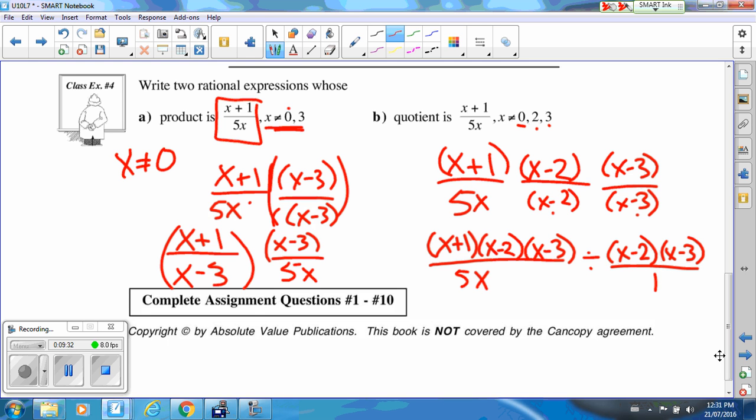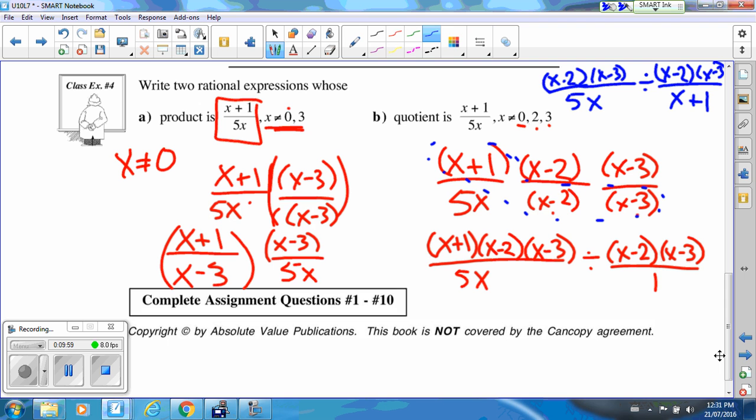One of my favorite things to do is really scramble it up though. And I'm going to do this, where I'm going to put the (x minus 2)(x minus 3) over the 5x. And then over here I'm going to be divided by, and I'm going to put these things but flipped. So (x minus 2)(x minus 3) all over (x + 1). That would be fine as well. It doesn't actually matter where I put those things as long as the whole thing comes together.